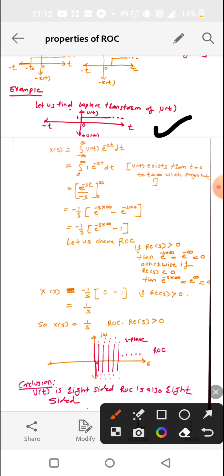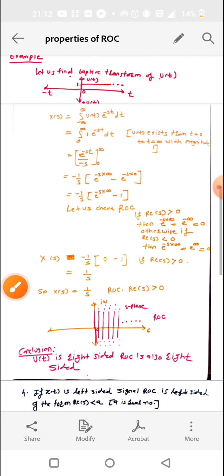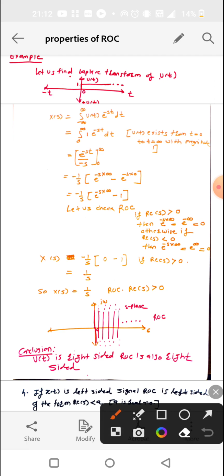So this is the right sided signal because its duration is infinite and its value at the left of t naught, here t naught equal to 0, is equal to 0. That's why it is a right sided signal. So X(s) is equal to the integral from minus infinity to infinity of u(t) e raised to minus st dt. Now u(t) starts from 0 to infinity, so we have changed the limits to 0 to infinity, then u(t) is equal to 1, e raised to minus st dt.